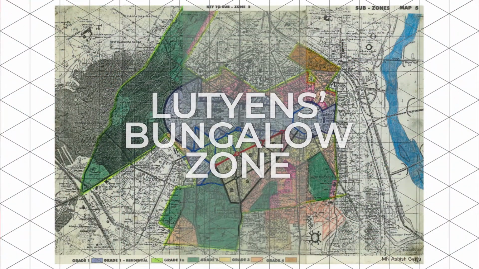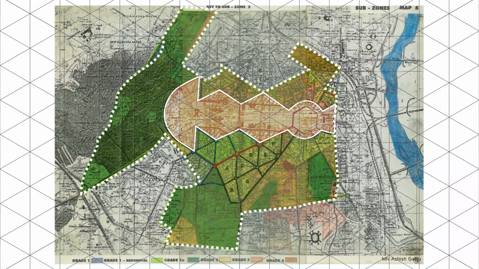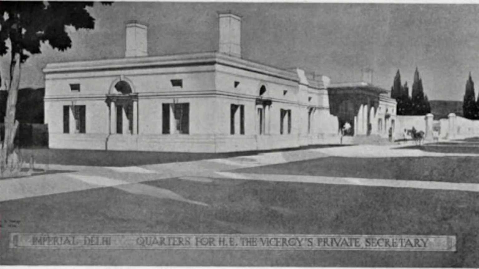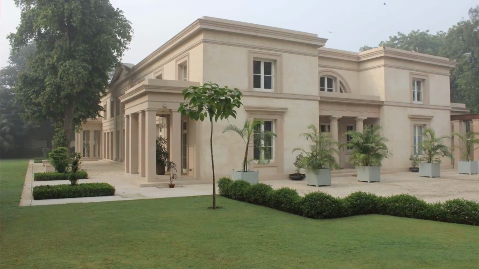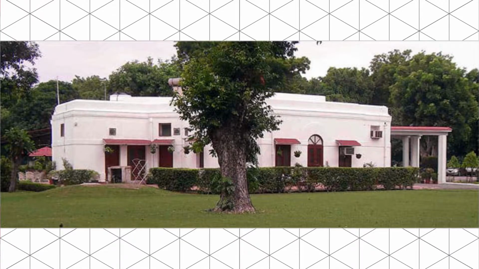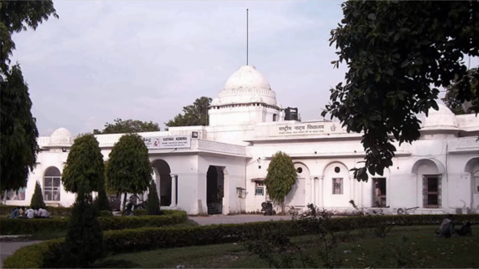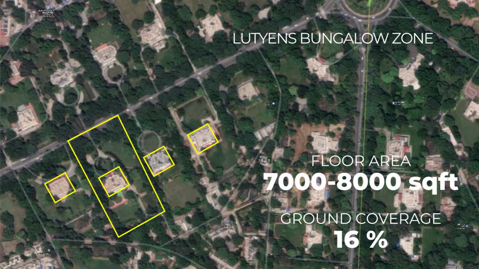The Lutyens Bungalow Zone is an area of low-density development comprising government and privately leased bungalows, which was originally reserved for senior gazetted officers. They are surrounded by enclosures of large gardens with a high proportion of trees and shrubbery. The bungalows have an Indo-Saracenic style with simple attributes. The plots have a ground coverage of 16% and allowed dwelling units of 7,000 to 8,000 square feet in area, with a maximum height of 25 feet.